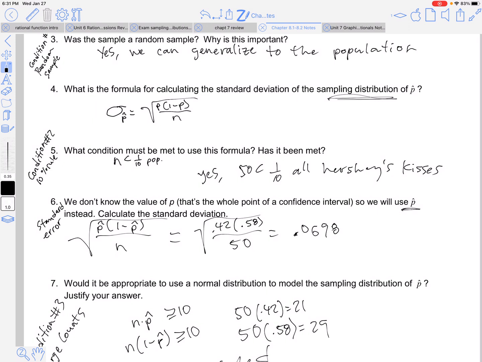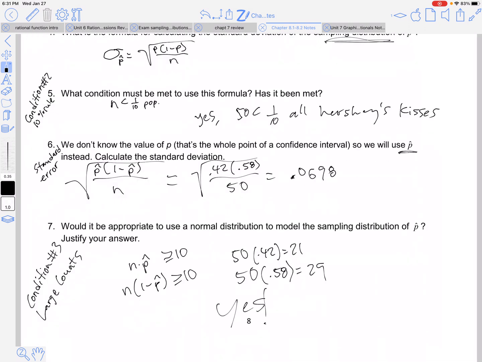So the 10% rule in number 5, the 10% condition, helps us know that, okay, we're good to go with our variability. And then 6, because we don't have a true p, we're going to use a p hat instead. So we don't have a true standard deviation of the sampling distribution, but we do have an estimate, and this is our standard error.